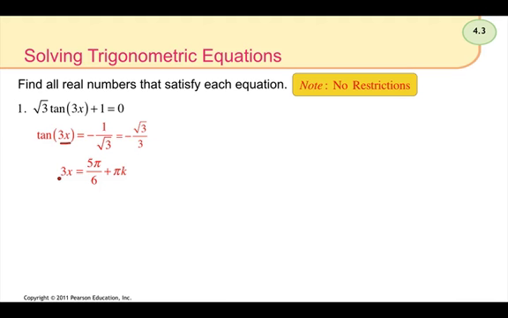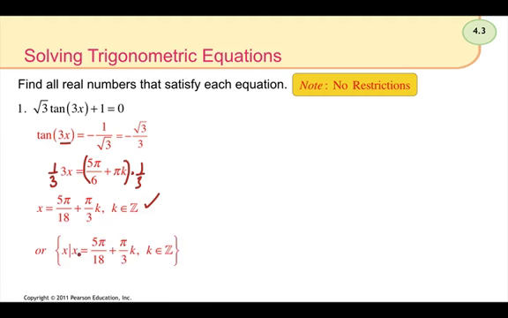I don't want the 3 there, so what I'm going to do is multiply both sides by 1/3. Once I do that, this is what I get. I get x is equal to 5 pi over 18 plus pi over 3k, and again, k represents an integer. From here, this could be my answer, or I can express my answer using set notation the following way. Set of all x's such that x is equal to, you can follow.